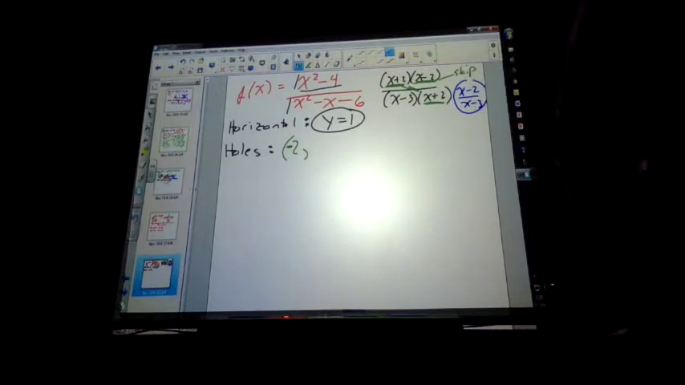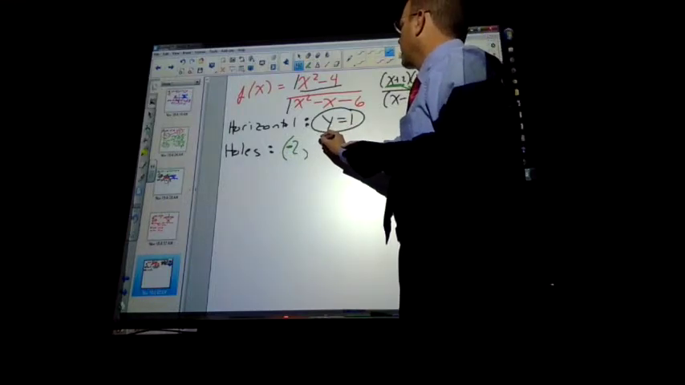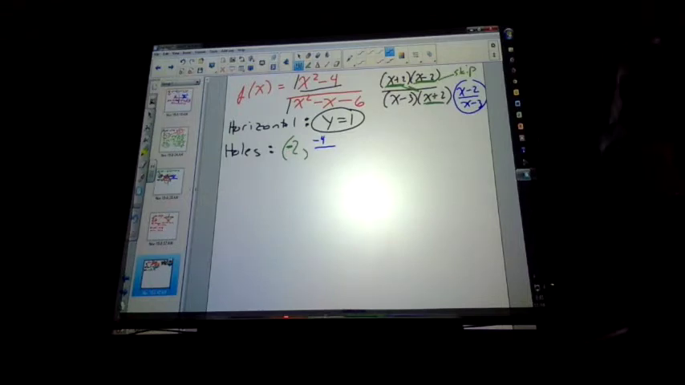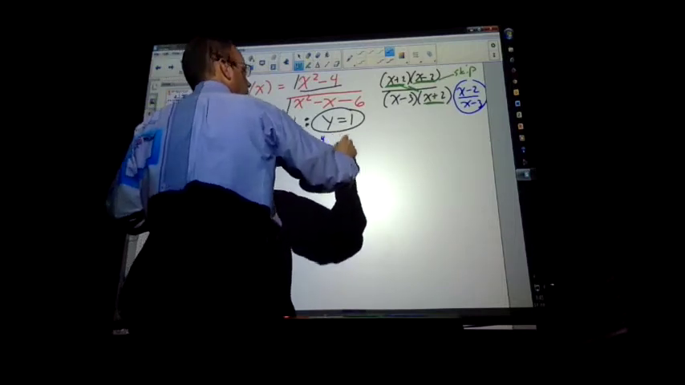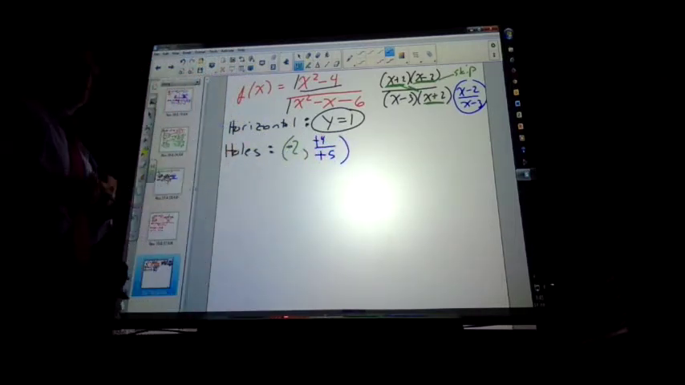Where is this hole taking place? Negative 2 comma what? So on top I have x minus 2. That's negative 2 minus 2, which is negative 4. On bottom I have negative 2 minus 3, which is negative 5. So at negative 2 comma 4/5, I am going to have a hole in my problem. Does that make sense?